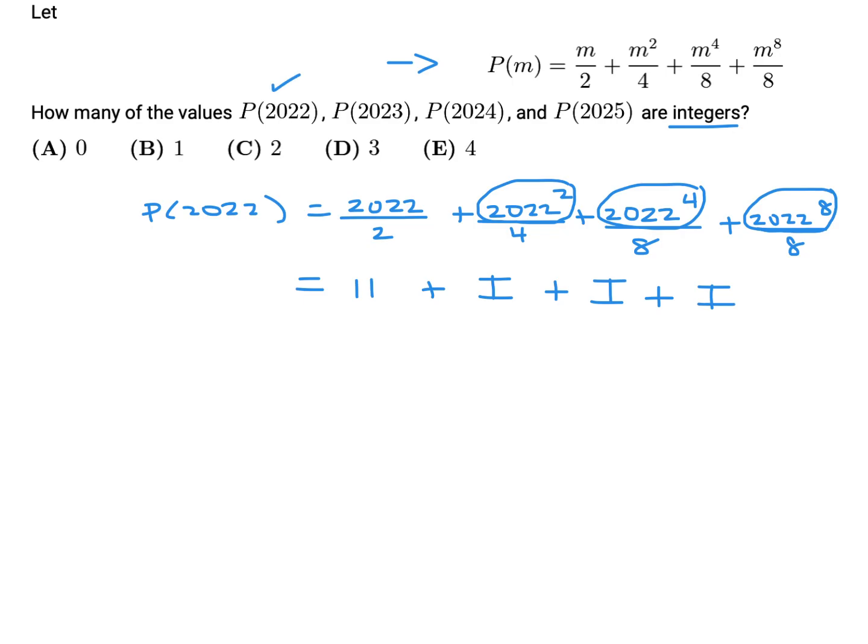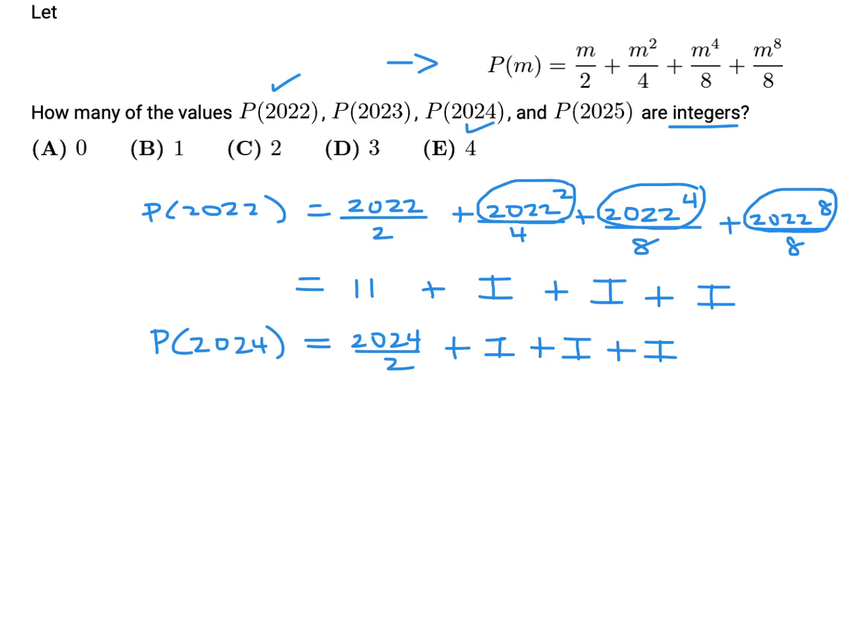This guy right here. And you'll see that this number, 2024, because it's even, will have pretty much the same kind of story. It'll be an integer, an integer, an integer, an integer, and this 2024 is obviously an integer. It's 1012. So for sure, those two guys.